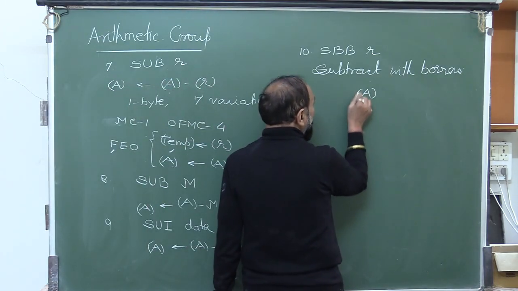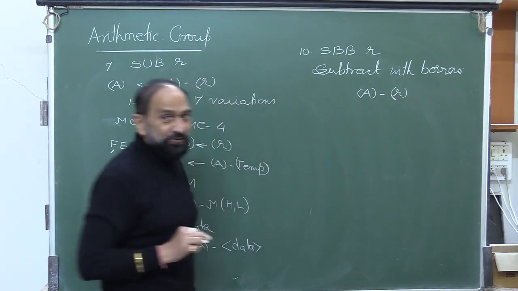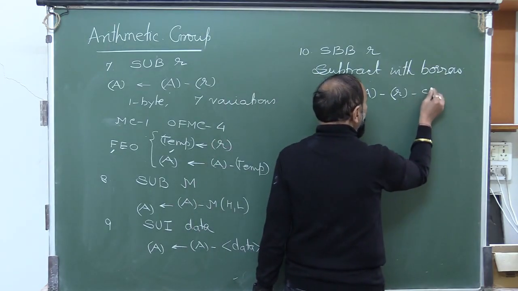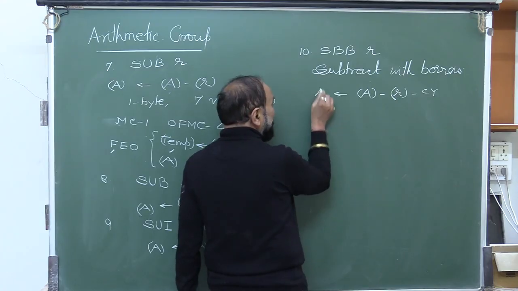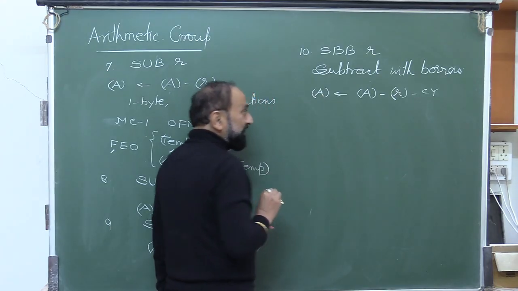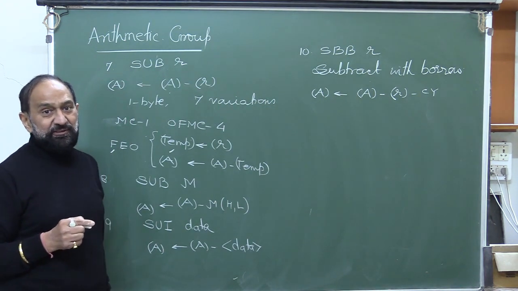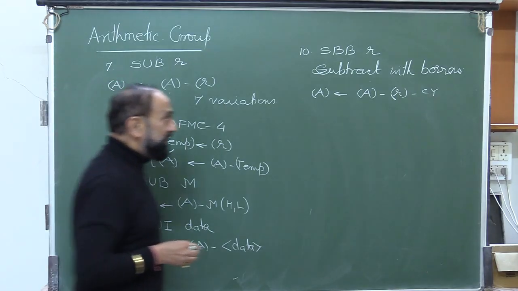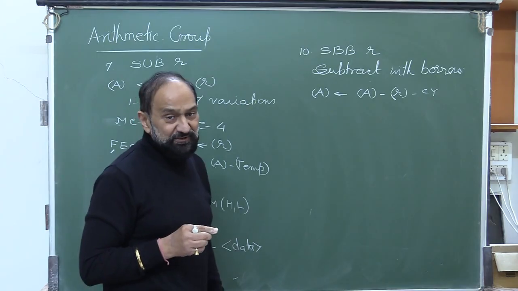So the meaning is: register R is to be subtracted from the accumulator along with the initial carry or borrow, and the result is stored back into the accumulator. All the flags are affected as per the result.